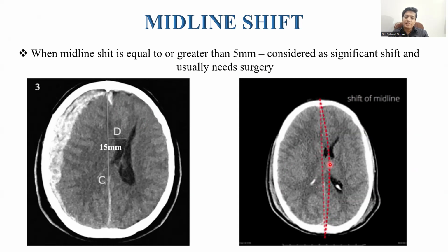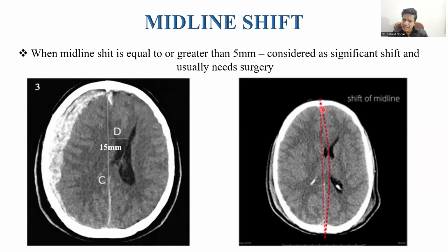And then the ventricles, which are the lateral ventricles in the midline. The lateral ventricles have a septum in between, which divides the two lateral ventricles from each other. This septum pellucidum is usually in the midline, and with its help we are going to calculate the midline shift.